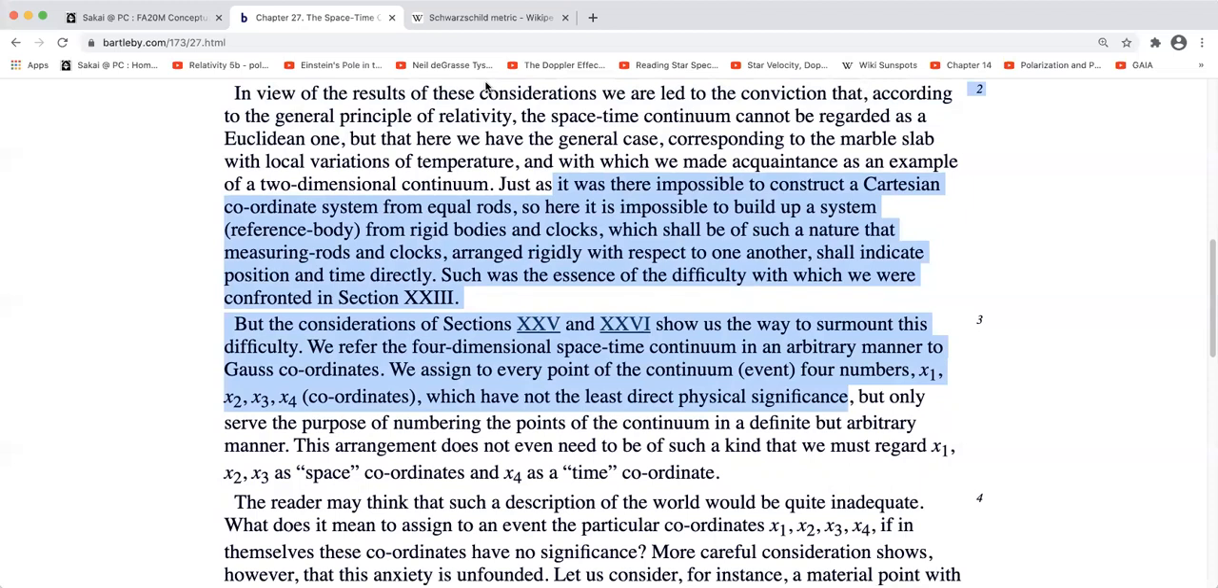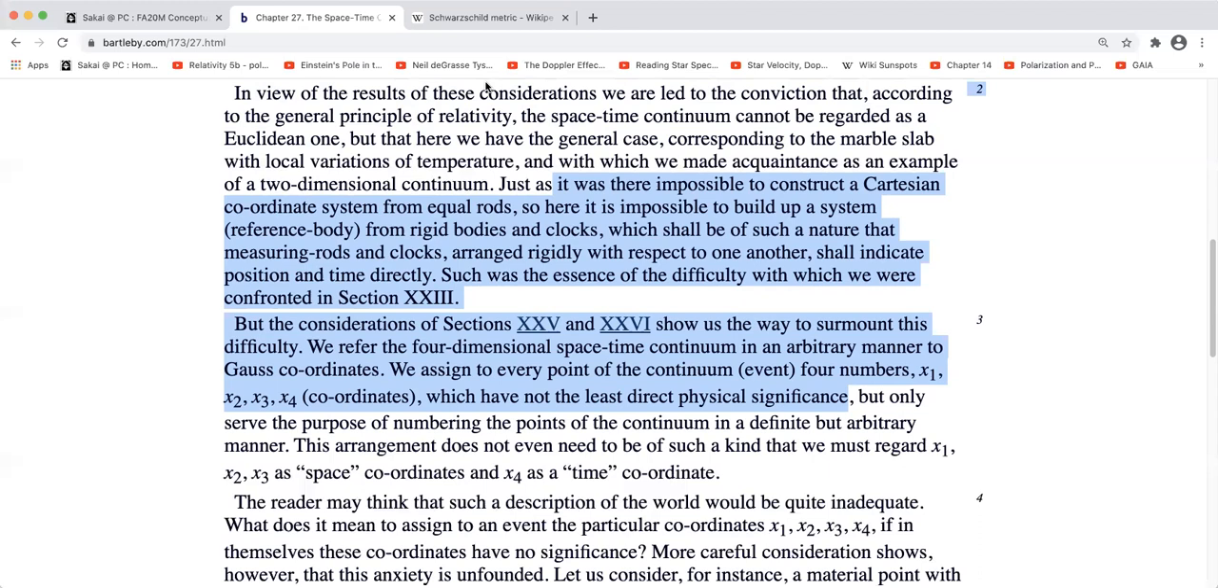But the considerations of section 25 and 26 show us the way to surmount this difficulty. We refer the four-dimensional space-time continuum in an arbitrary manner to Gauss coordinates. We assign to every point of the continuum or event four numbers, x1, x2, x3, and x4 coordinates, which have not the least direct physical significance.